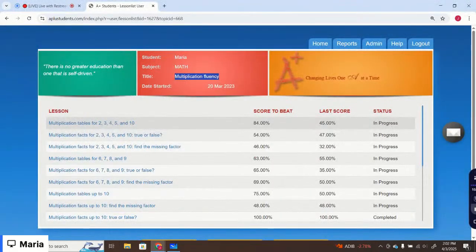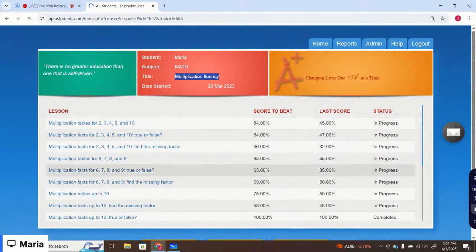Yeah, I'm on grade 3 math. The chapter we're on right now is multiplication fluency. Let's just start with the lesson. That is multiplication facts for 6, 7, 8, and 9, true or false.